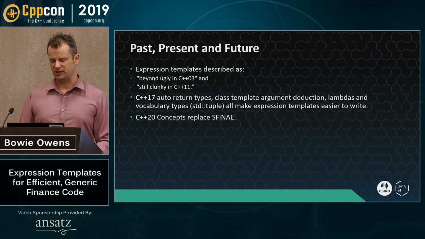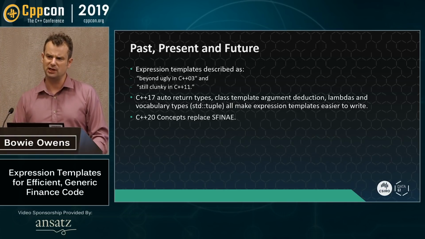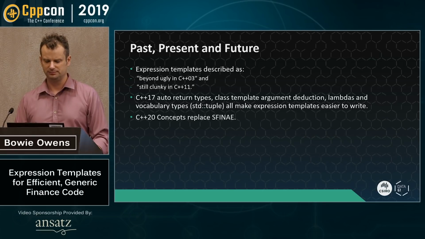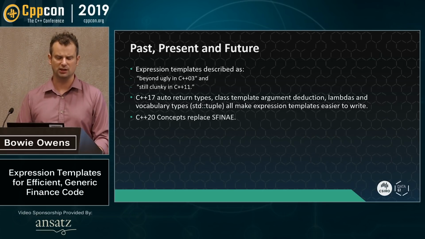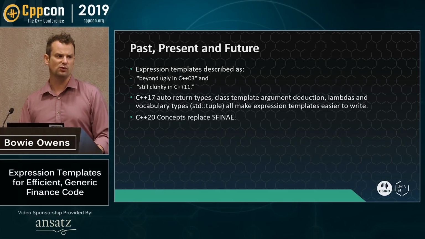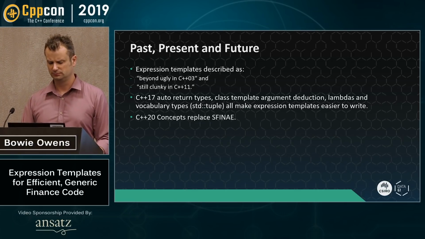But the C++17 language features allow the compiler to deduce far more from your code, which eliminates repetition. Vocabulary types and associated functions minimize the amount of code that needs to be written. Lambdas allow code to be situated more conveniently. And in C++20, concepts will further improve matters by replacing SFINAE and improving the readability of templates.